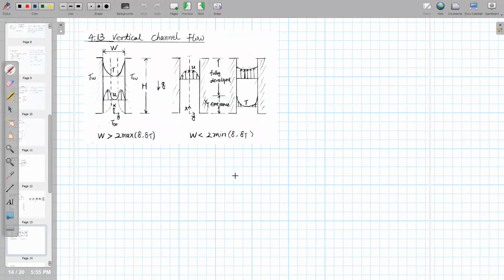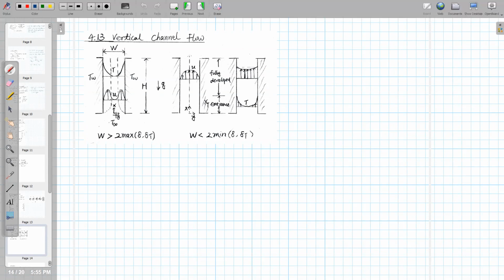And this will be the last problem for the external convection. But this problem is kind of special. It's a free convection inside a vertical channel flow. Inside a vertical channel basically means that you have two vertical plates, one on the left and one on the right, and you have the free convection in the gap between these two plates.